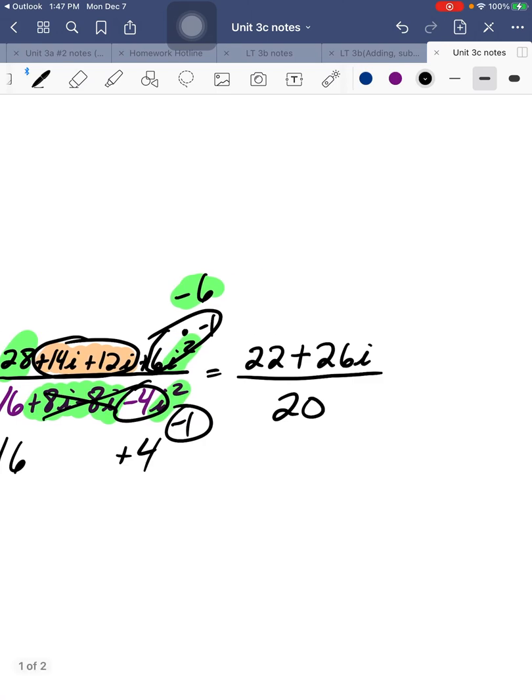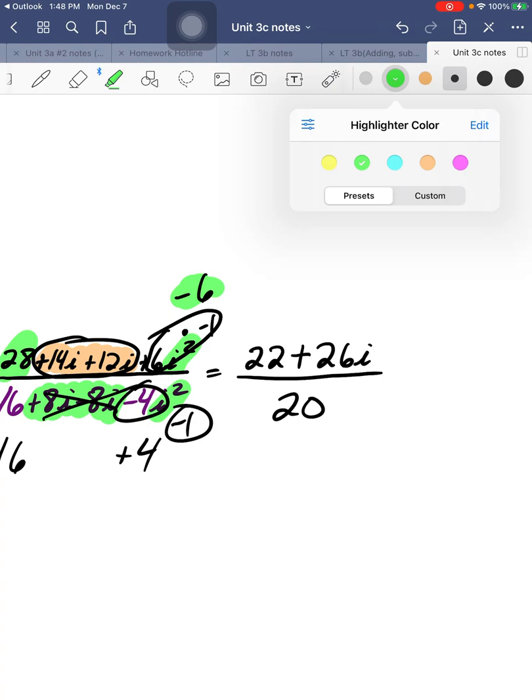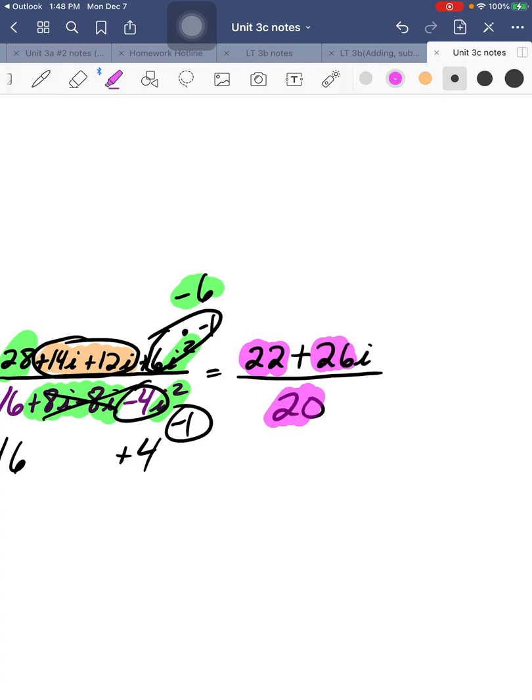All right, so this is what I was talking about in the last problem. We look at our terms. We have 3 terms. We have 22, we have 26i, and 20. Look at all the numbers, the coefficients, and see if you can simplify. Can you divide them all by the same number? Sure can. We can divide them all by 2. They're all even numbers, so I would start by dividing by 2. Then I see if the 11, 13, and 10, can I divide all those by another number? No. So that's our final answer, 11 plus 13i over 10.